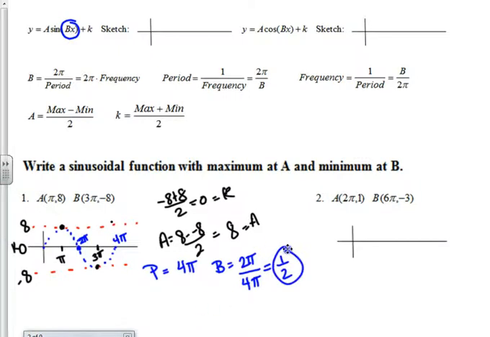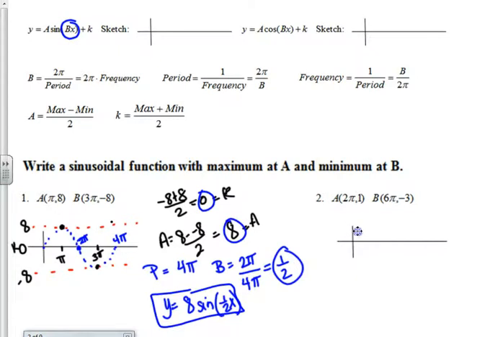I just found my b value, I know my a, and I know my k. So they told me it was a sinusoidal graph. The a goes in front, so 8 times the sine of b times x. So the b we just found to be a 1/2 x. And normally I'd say plus k, but it's plus 0, so I'm just going to write this is my function.